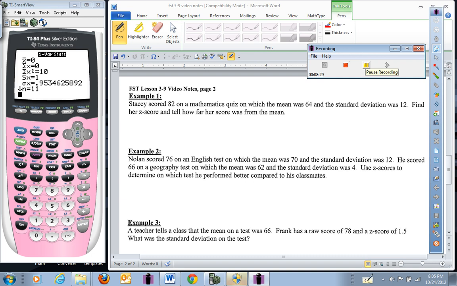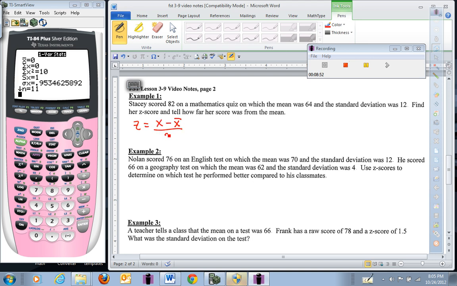Okay, example 1 says Stacy scored 82 on a mathematics quiz for which the mean was 64 and the standard deviation was 12. We want to find her z-score and tell how far her score was from the mean. So remember the formula for z-score is the raw score minus the mean divided by the standard deviation. In her case, her raw score is 82, the mean was 64, and the standard deviation was 12. So z equals (82 minus 64) divided by 12.